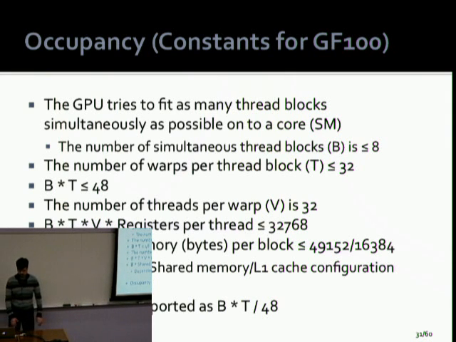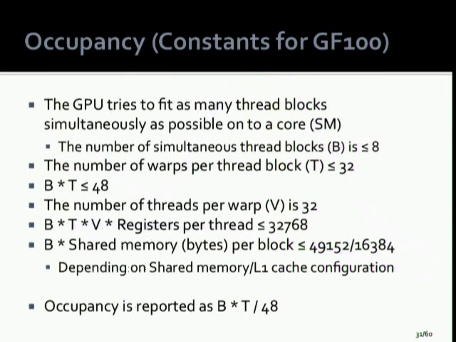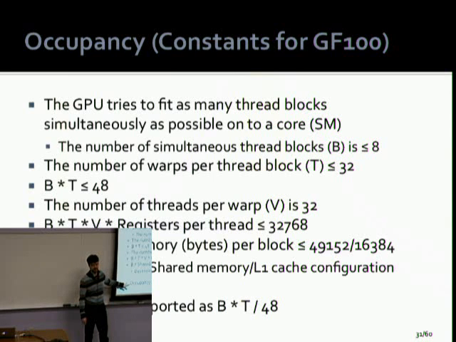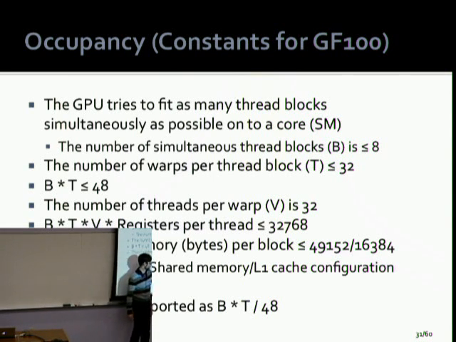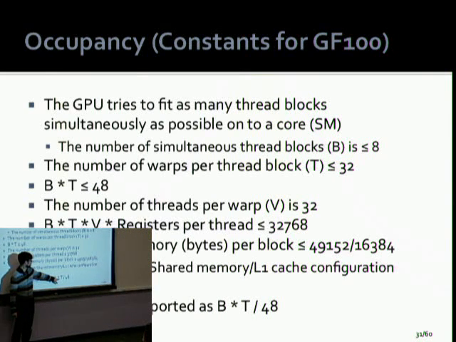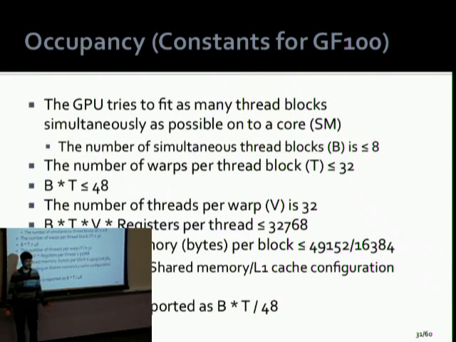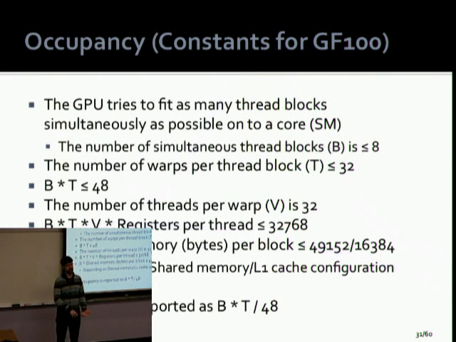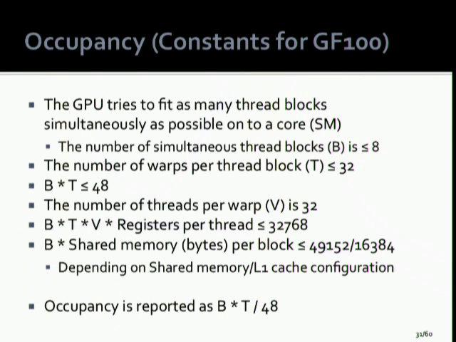And then, once we have these constraints, the CUDA runtime will tell you the occupancy of your kernel, which is some number between 0 and 1. That number is equal to the number of blocks times the number of warps per block divided by 48. So basically, how many warps did we manage to fit on the chip divided by its maximum capacity of 48 warps? So bigger is usually better.